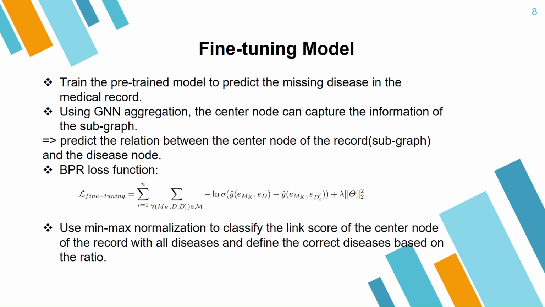And after calculating the score of the medical records and the disease, we normalize. We use min-max normalization to classify the link score of the center node of the record with all the diseases and define the correct diseases based on the ratio. This means if the score is greater than 0.5, we can determine this is the correct disease.